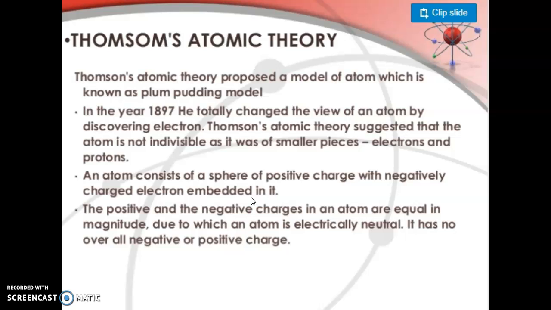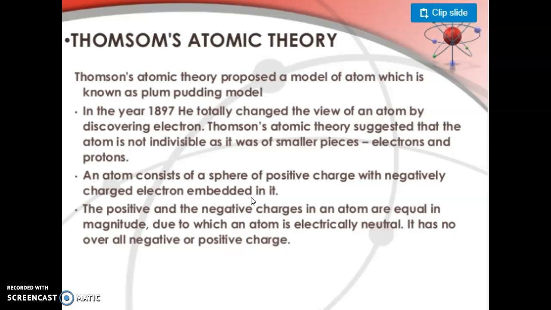According to the watermelon model, he explained that the seeds in the watermelon resemble the electrons in an atom, and the reddish portion is the part for protons. So the red portion consists of protons and the seeds are the electrons. In this way he explains his atomic theory. The positive and negative charges in an atom are equal, as atoms are neutral, so the overall charge will be 0.